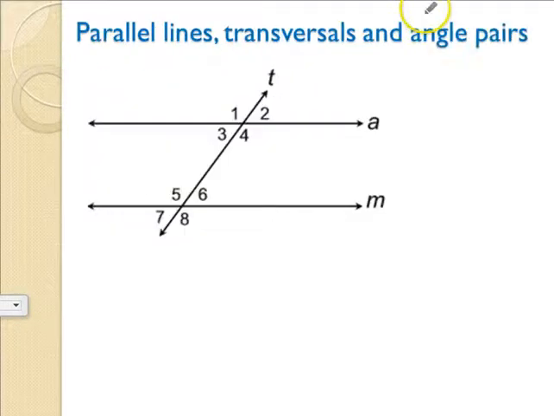Alrighty, so let's do a quick review of the parallel lines, transversals, and angle pairs, since you are going to be doing a project where you need to place those buildings in the specific places that I mentioned. So the first thing we want to talk about is vertical angles. What do we know about vertical angles? They are congruent.